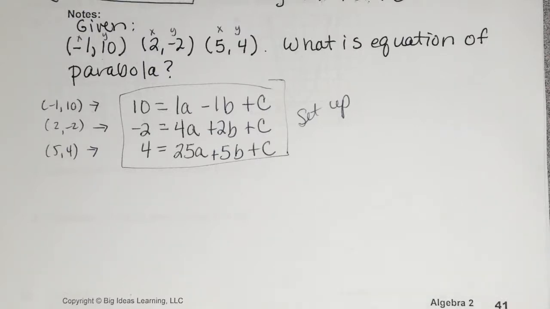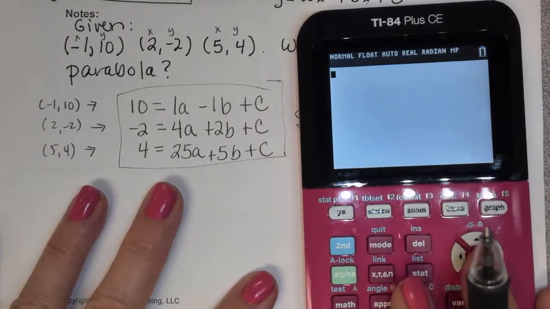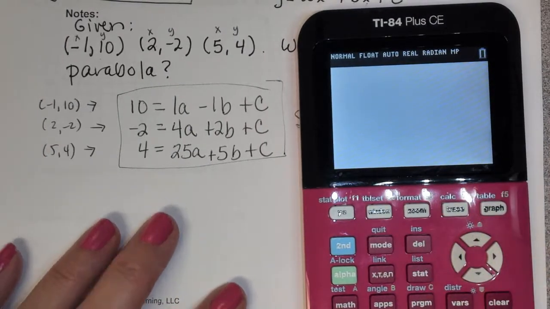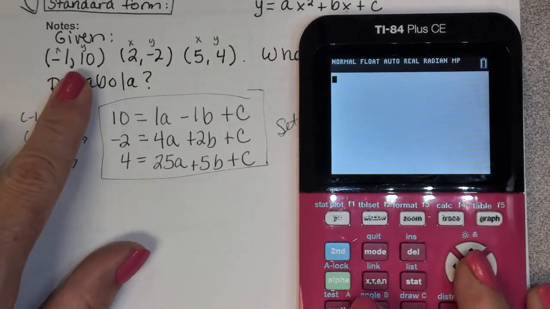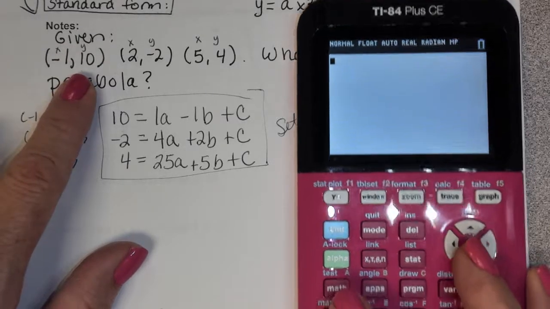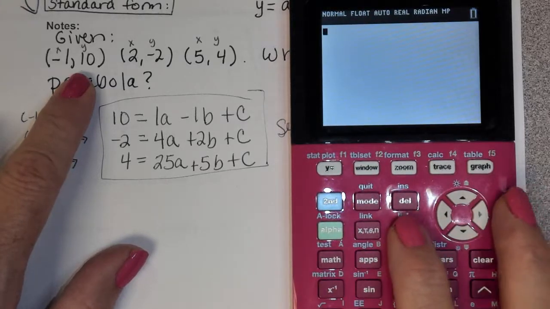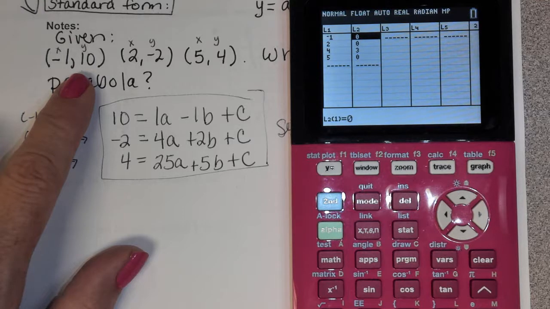So what could we do instead? You may have forgotten this. Let me show you. Here's what I could do. I could use my calculator. If I'm given 3 points, I can come up with an equation for the parabola. Everybody go under Stat, Edit. Go up to the very top and clear.